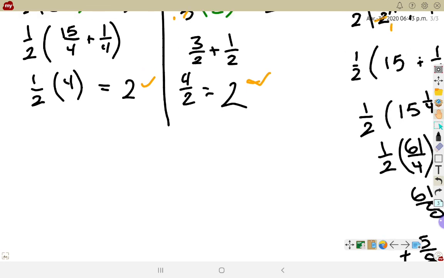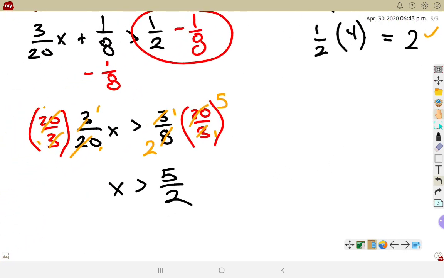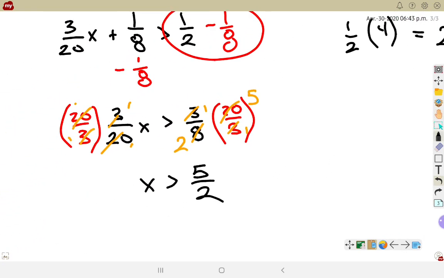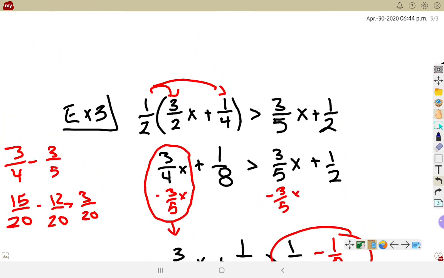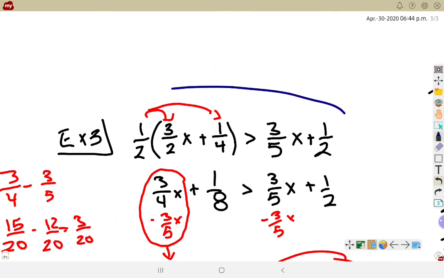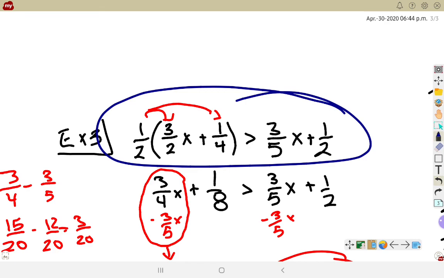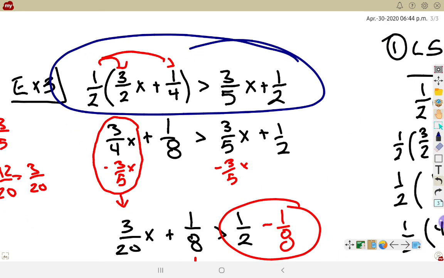We verified that 5/2 was the boundary point. So what we have down here, x is greater than 5/2, is all of the possible solutions that make this original inequality all the way up here true. Okay. All right, that's solving inequalities when you've got variables on both sides, dealing with decimals and fractions.